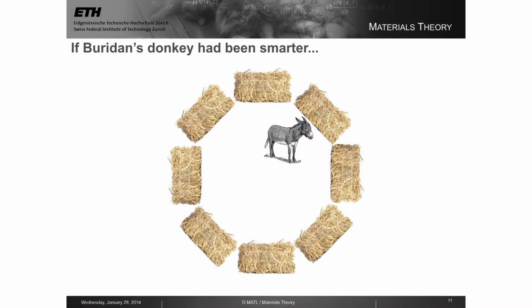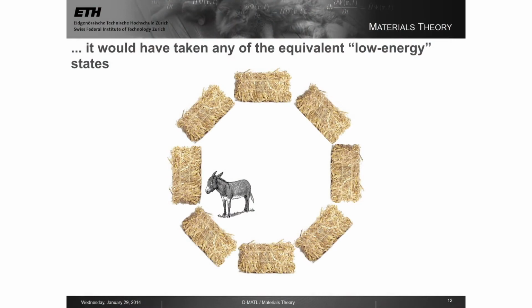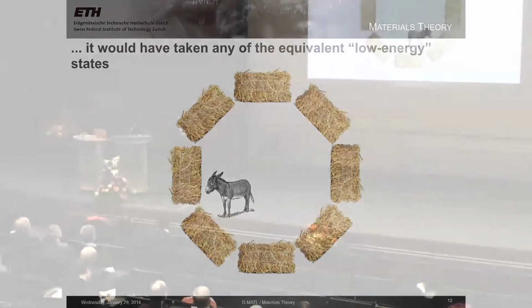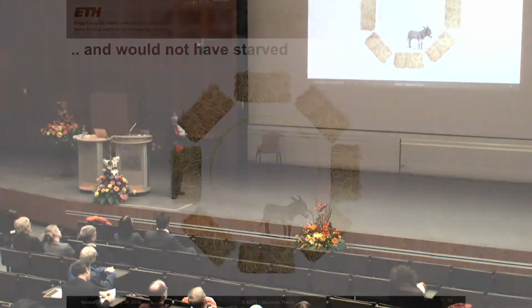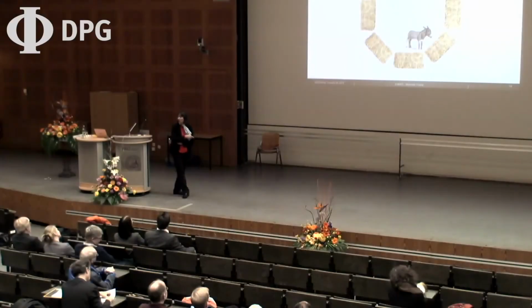So the early universe did better than Buridan's donkey. If Buridan's donkey had been smarter, he would have realized that he could have gone in any direction, that it doesn't matter, that he could have lowered his hunger by moving towards this bale of hay or towards this bale of hay, and he could have, in fact, adopted any of these symmetry equivalent low hunger states, and he would not have starved to death.